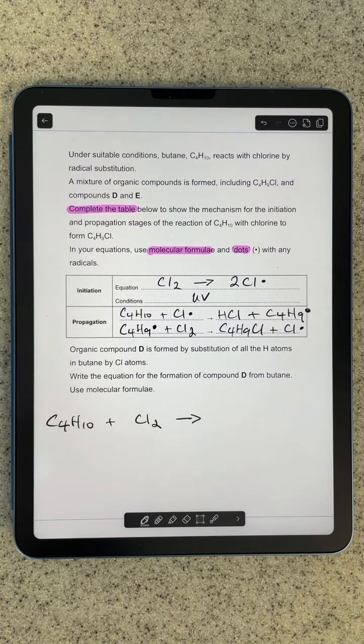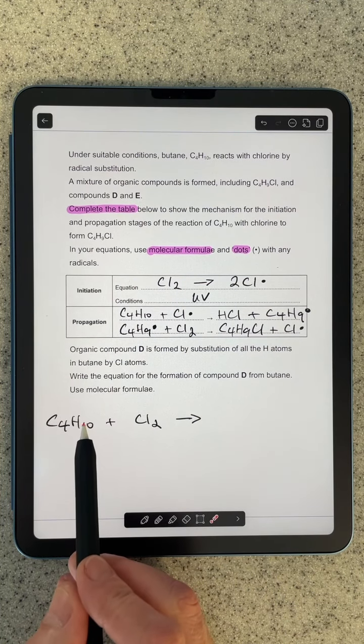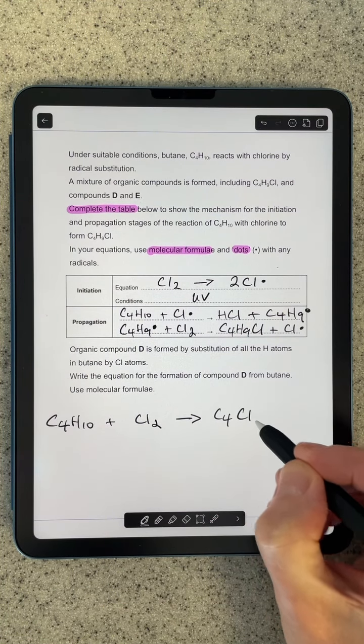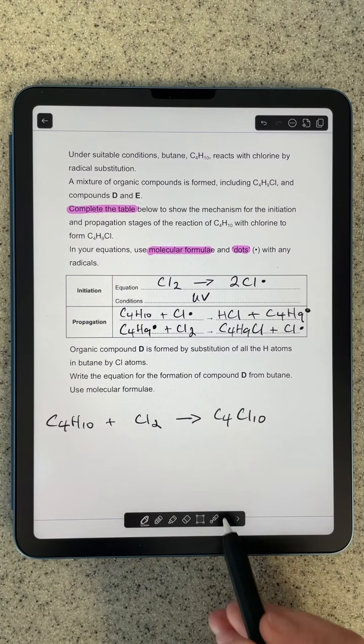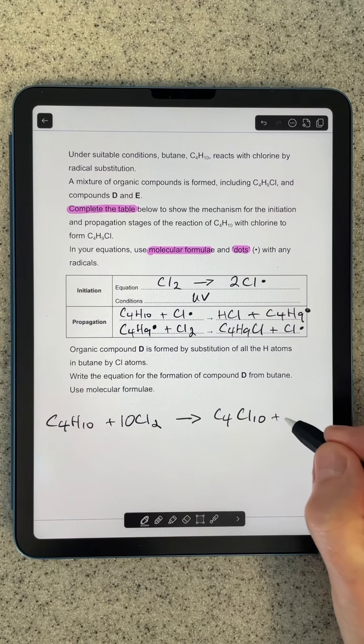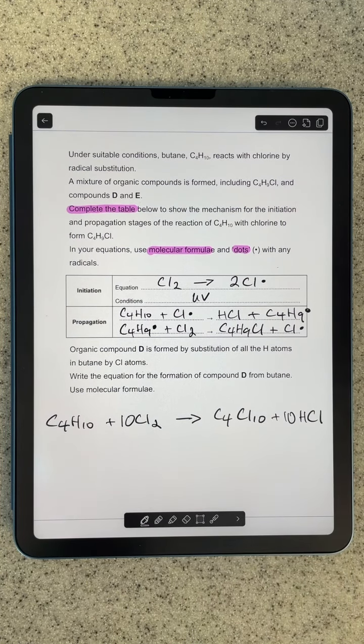And the last part, organic compound D formed by the substitution of all the hydrogen atoms in butane by chlorine atoms. So basically we're going to swap all 10 hydrogens for 10 chlorines. So we're going to make C4Cl10. But the way it works, and I always say this to my students, every substitution that takes place needs a mole of halogen. So we've got 10 substitutions taking place, so we're going to need 10 moles of chlorine. And every substitution makes a mole of hydrogen halide. So we're going to get 10 moles of HCl.